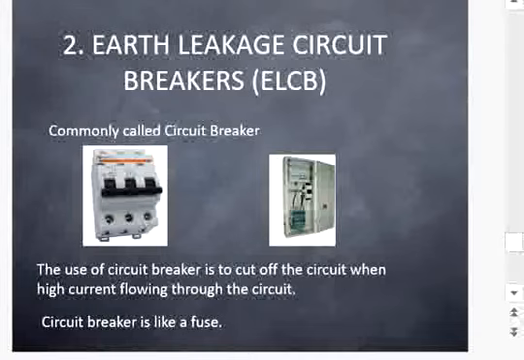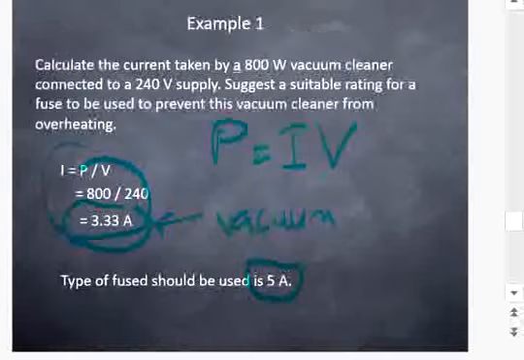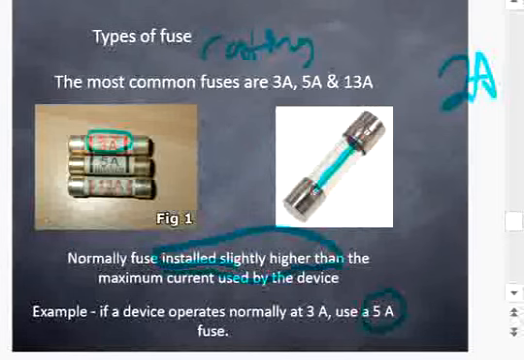The use of a circuit breaker is to cut off the electric current when high current flows through the circuit. So the circuit breaker is like a fuse lah juga. Agaknya ia dapat pakai balik. But the fuse, once ia putus, you have to replace it, buy a new one.